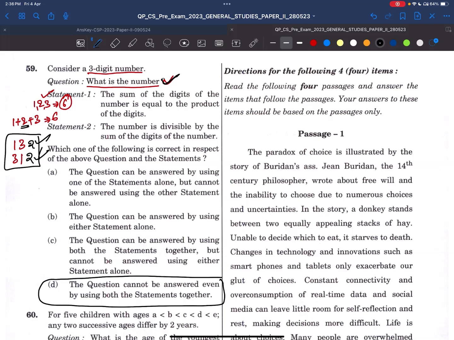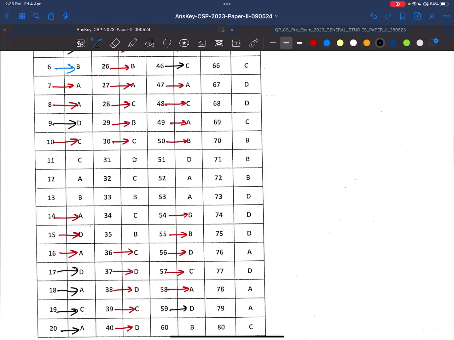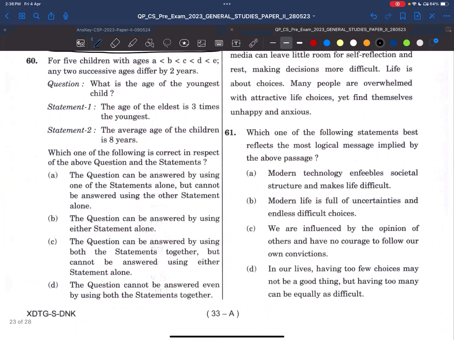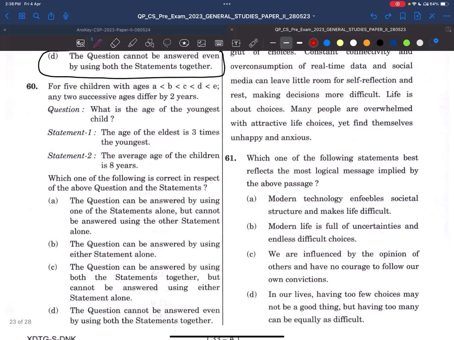Okay? See, 59, right? Let's go to the 60th question. For 5 children with ages A, B, C, D, E, A less than B less than C less than D less than E. Okay? Any two successive ages differ by 2. That means these are consecutive numbers with the difference 2. I'll take C is A, then D will become A plus 2, E will become A plus 4. And B will become A minus 2, A will become A minus 4.